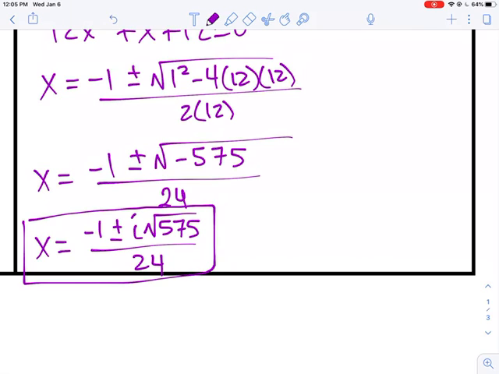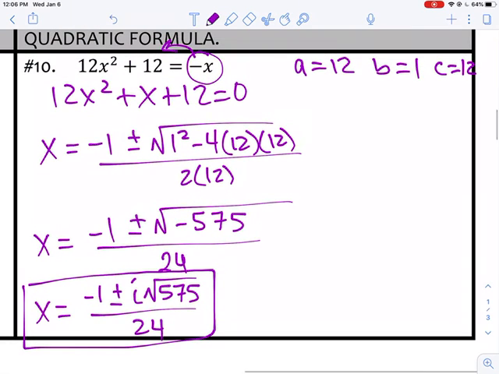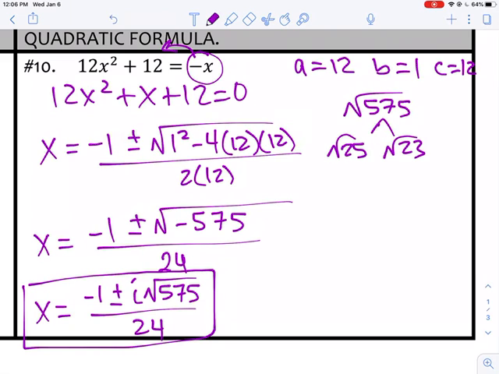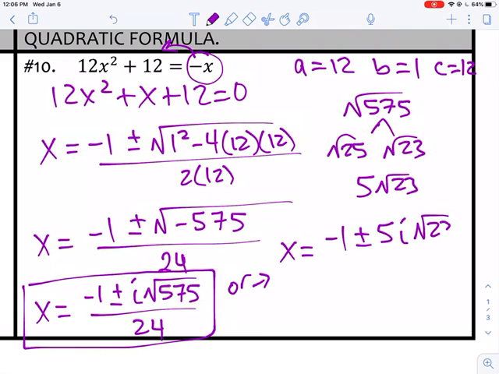However, you can keep going because the square root of 575 can be simplified. You can take the square root of 25 and the square root of 23. So that'll simplify down to 5 square root 23. So if you wanted to go one step further here, your answer would be x equals -1 plus or minus 5i square root 23 over 24. Notice all I replaced was, instead of the square root of 575, I had 5 square root 23.